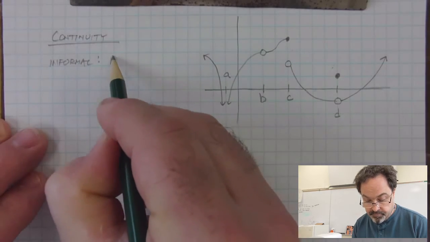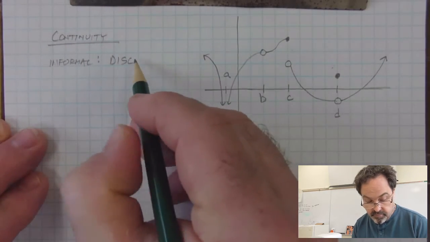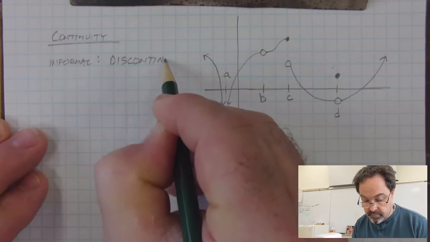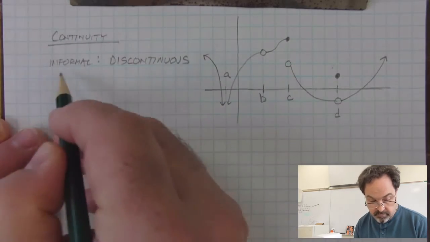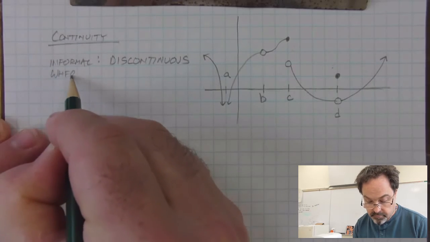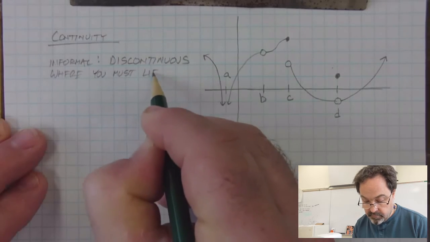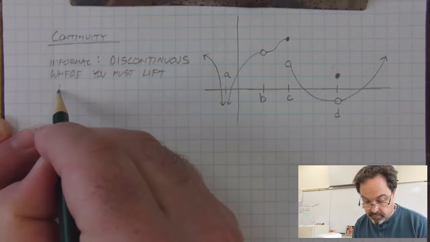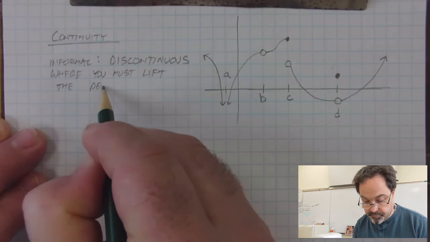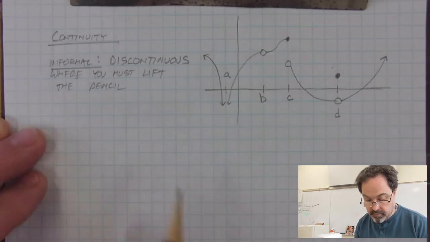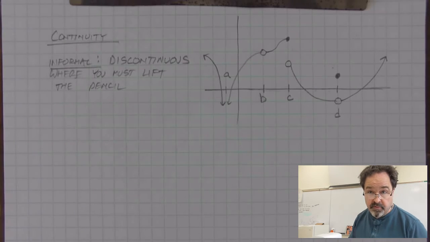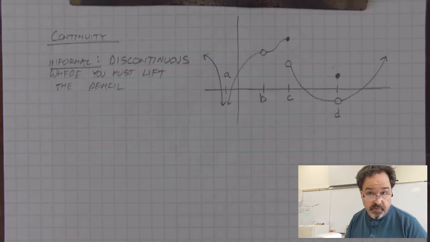Informal definition: discontinuous where you must lift the pencil to draw. We needed an informal definition so that we can talk about this important feature. We're now ready for the formal definition of continuity if we've been introduced to the concept of the limit.